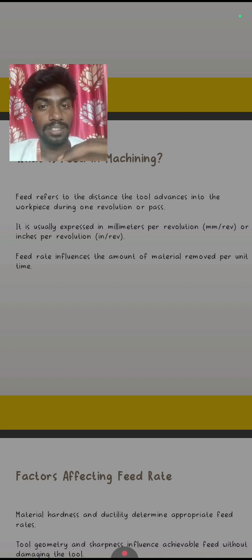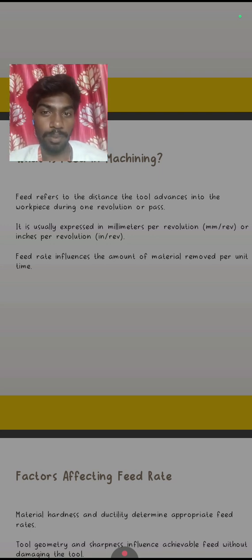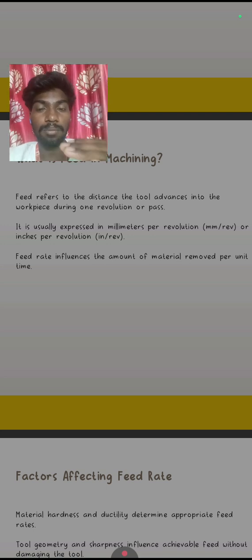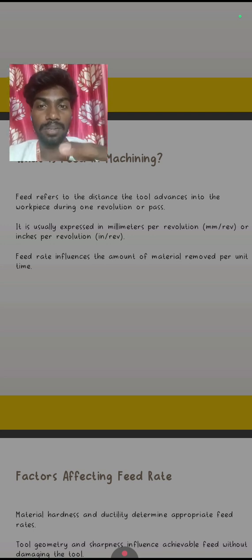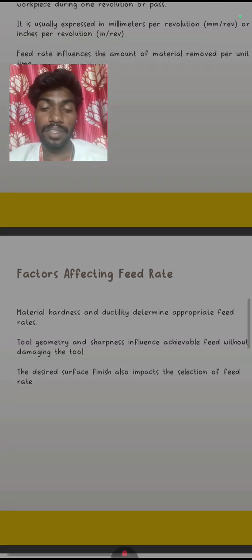There are certain proper speeds. For example, in a thread cutting operation, if you give a heavy feed, the pattern may be misaligned. The proper V shape, the proper threads are not produced. So feed is very important.